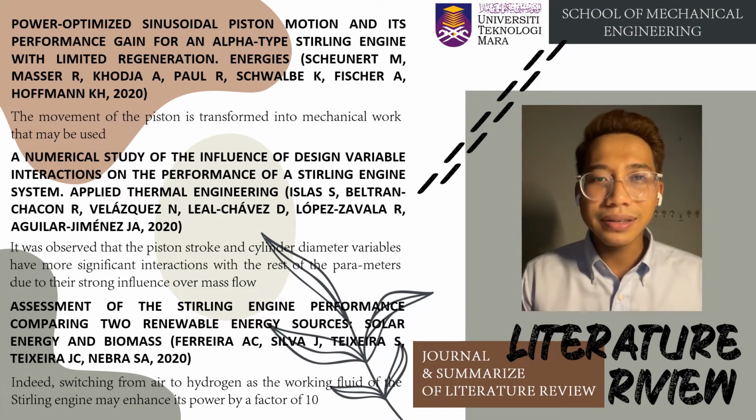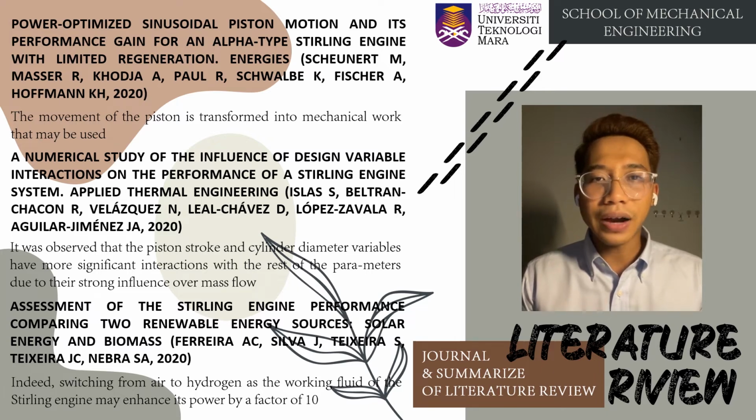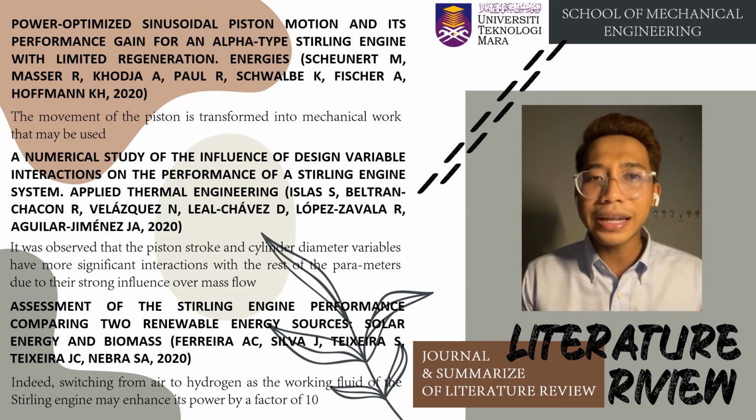Last but not least, the summary assessment of the Stirling engine performance comparing two renewable energy sources, solar and biomass, written by Ferreira and published in 2020, mentioned that the Stirling cycle engine can theoretically transform heat into mechanical work effectively, at a Carnot efficiency level. The literature also demonstrates the necessity of working fluid selection.